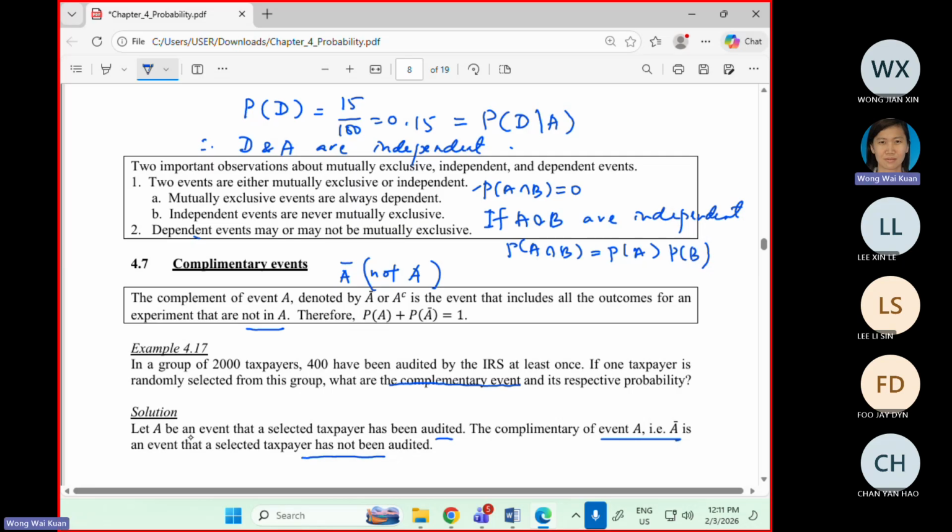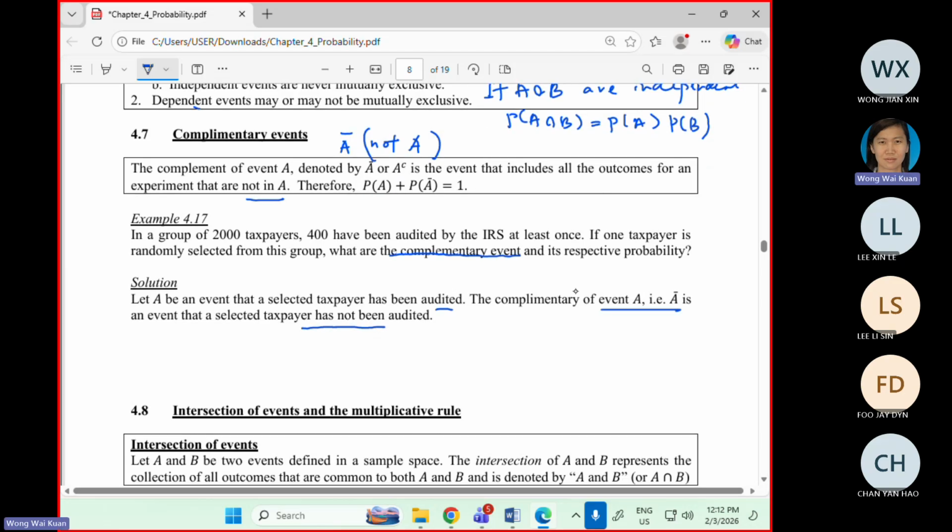You can cut short, but the main thing must still be there. That means you can put down let A be that the selected taxpayer has been audited. Okay? Then A bar is the selected taxpayer has not been audited. Okay, just that I don't want you to copy in the class only. It doesn't mean I will do it for you all the time. Sometimes yes, but not all the time. Okay?